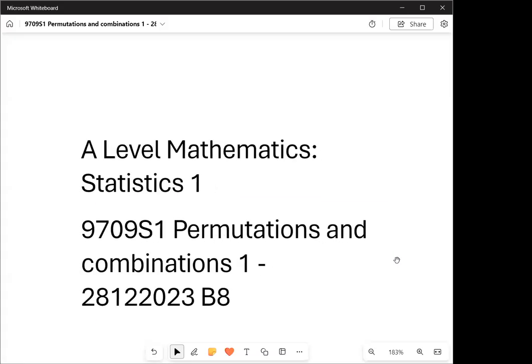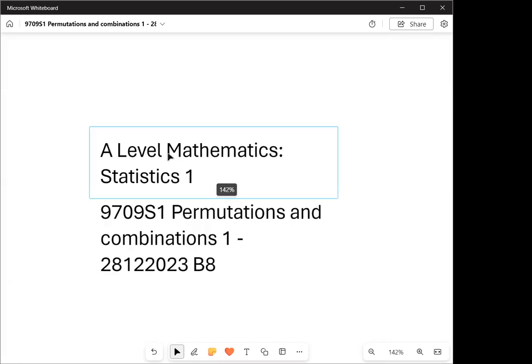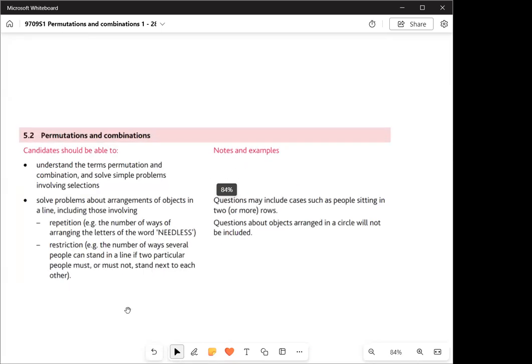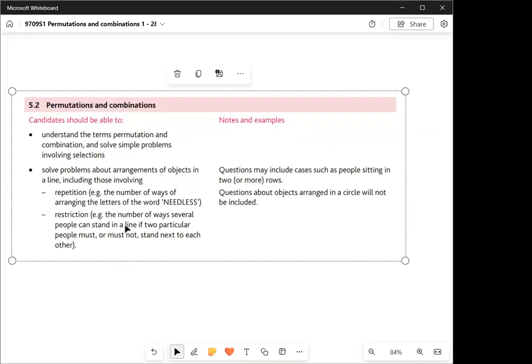We're studying A-level mathematics, statistics 1, and we're starting permutations and combinations 1. In this class, we'll be looking at what is permutation, what is combination, what types of questions you may get in the exam. There are several question types which we need to work on one by one.